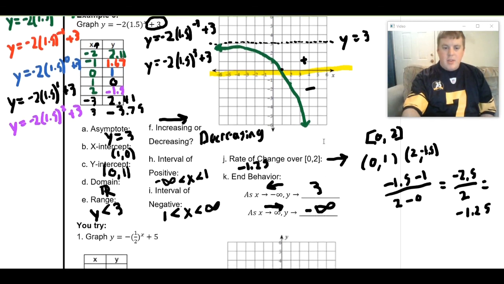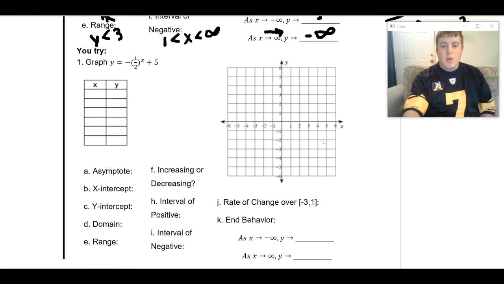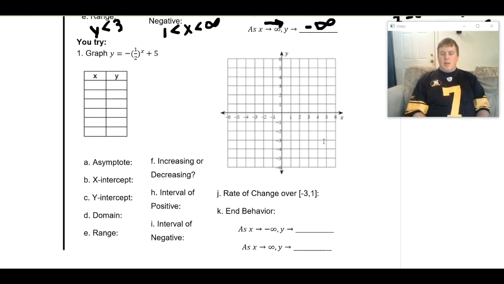Alright, we do finally have a you-try problem for you guys to go ahead and attempt. Go ahead, try this, make sure that you check your answer, and then go ahead and give the practice a try.